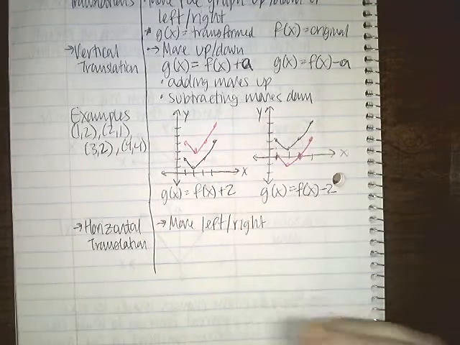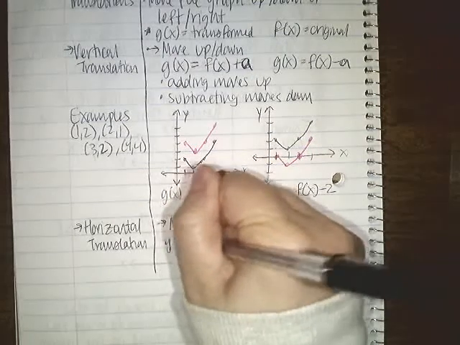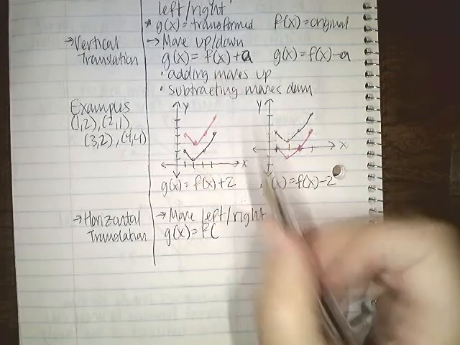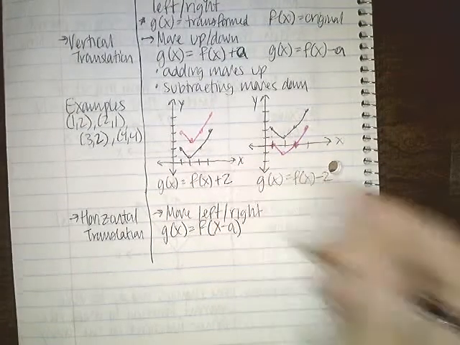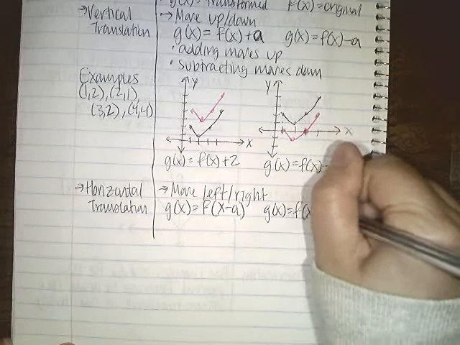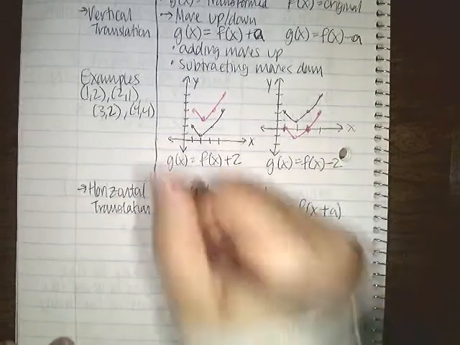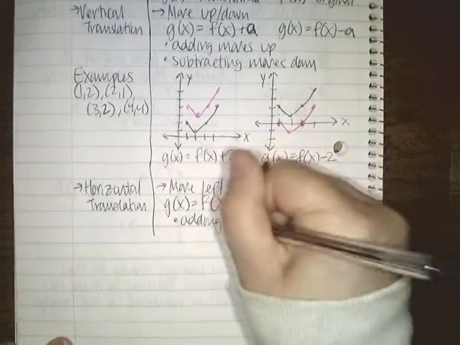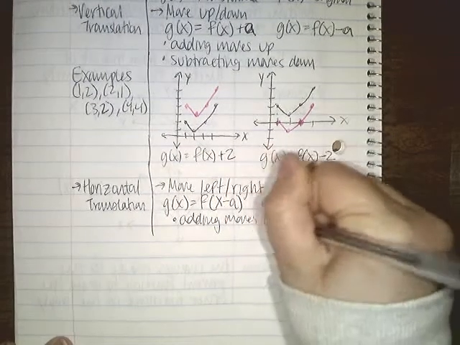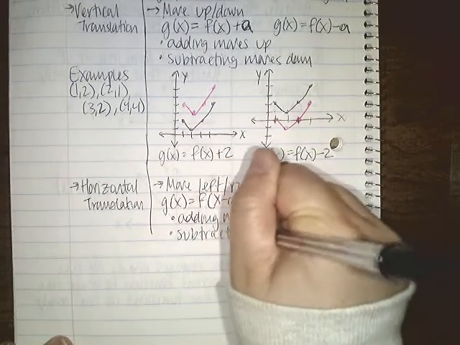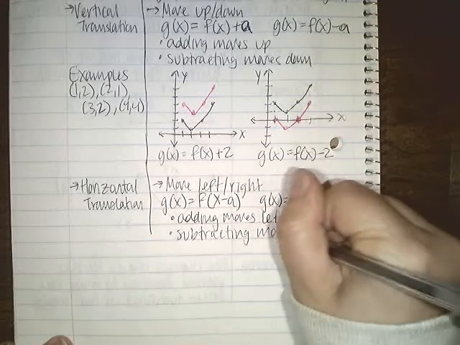What's a little bit different about these is that, since they're horizontal, all our horizontal transformations occur inside the function, or inside with the x. So we're going to have f of x minus a in there, or our transformed function could be f of x plus a. What's also different about this is adding, in this case, moves left, and subtracting moves right.